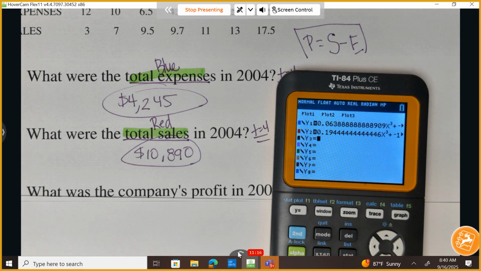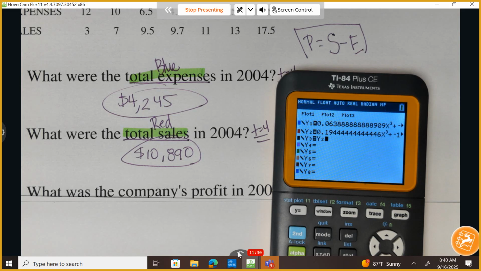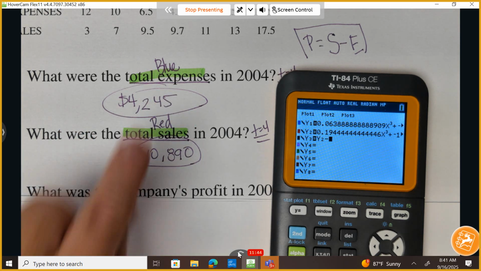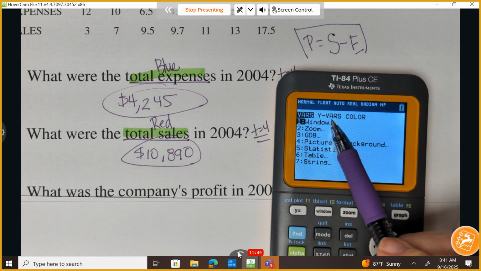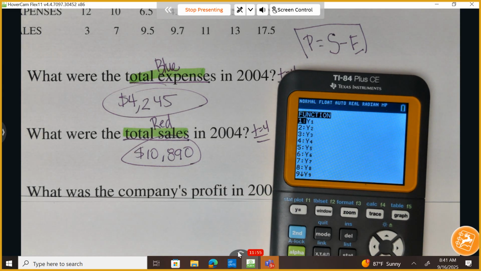How do I do that? Can everybody hit vars on your calculator once you're in y sub 3? And then I want you to go to y vars. Function should be highlighted, press enter, and go down to y sub 2 and press enter. Profit is going to be sales subtract expense. So do a subtract, and now we need to represent the equation for expense, which for this particular word problem happens to be the first equation. How do I do that? Exact same procedure. Go vars, please go to y vars, function, and now y sub 1.